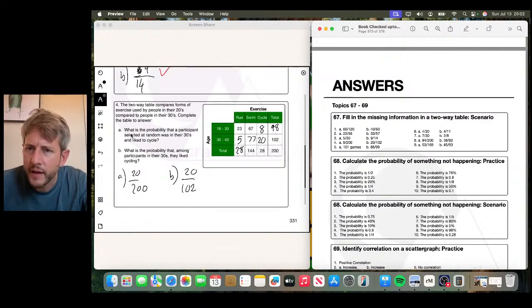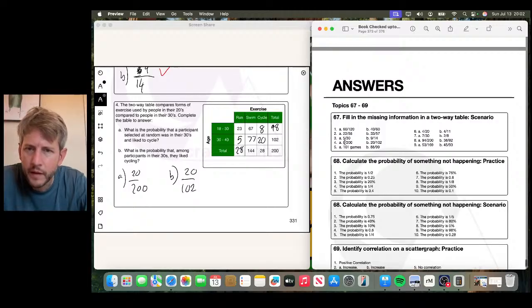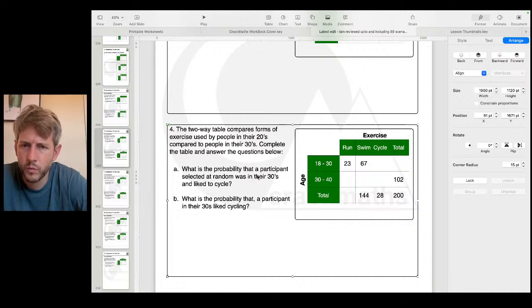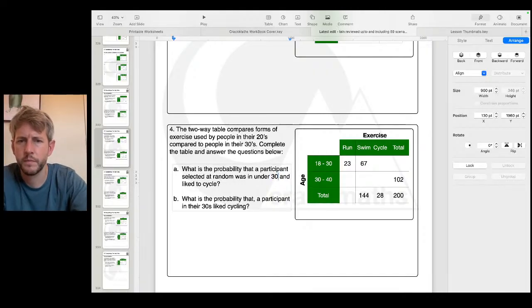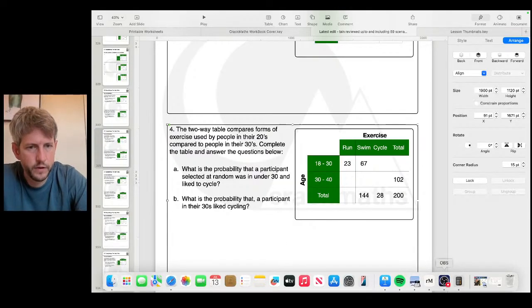Right. Okay. So A. Oh, have I got this one wrong? What is the probability that a participant selected at random was in their 30s and liked to cycle? 8 out of 200. Ah, so I've got it wrong here. It should be 20 because this is under 30. That's someone that's under 30. Should I change the question or the answer? Let's change the question. Under? Okay, right. That's fine.